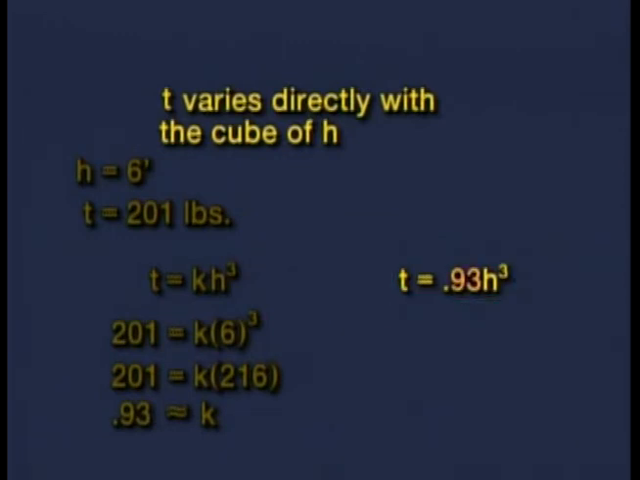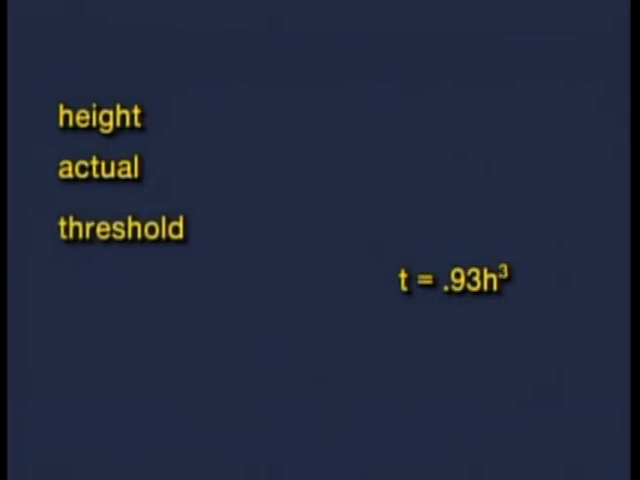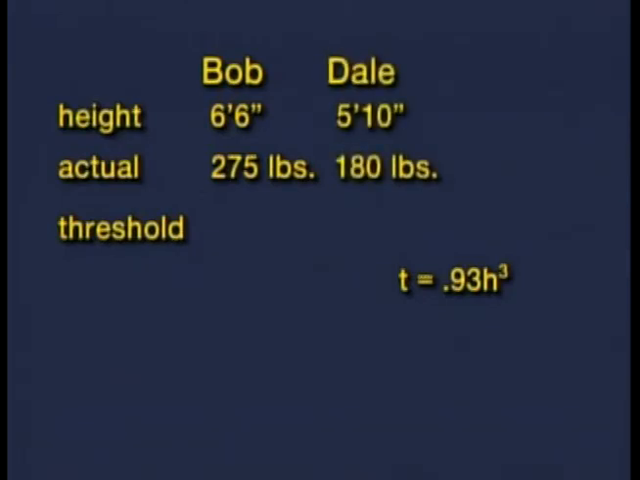By the way, this specific constant of variation is used to describe the threshold weight for middle-aged men only. We can't use it for young men or for women. We'd need a different constant. So let's use the formula to see how some middle-aged men fare with their height, actual weight, and threshold weight. Bob is 6 feet 6 inches and weighs 275 pounds. Dale is 5 feet 10 inches and weighs 180 pounds. John is 5 feet 5 inches and weighs 150 pounds.